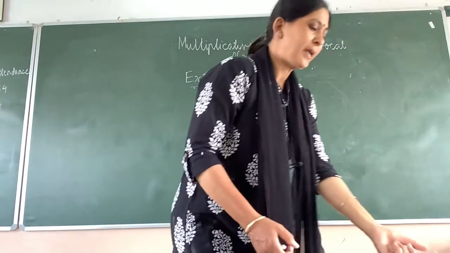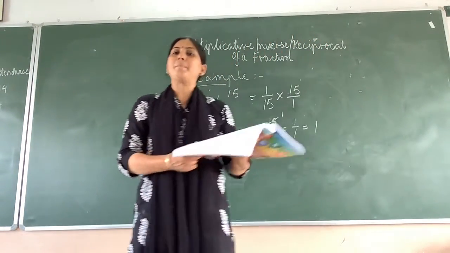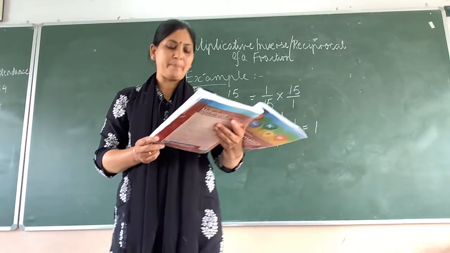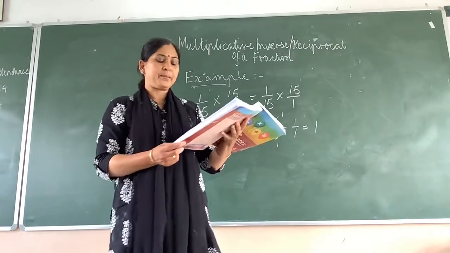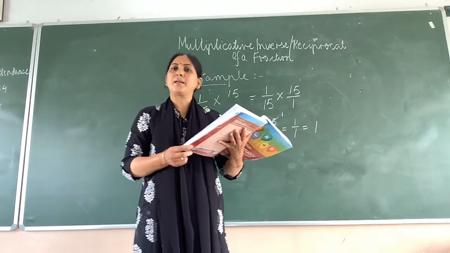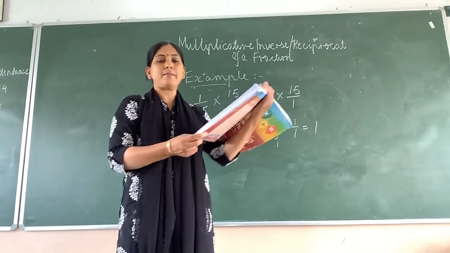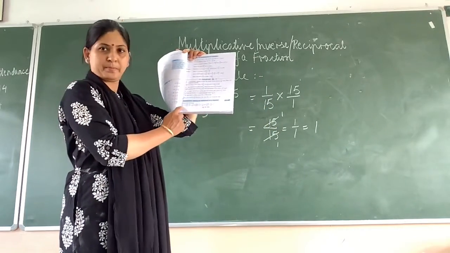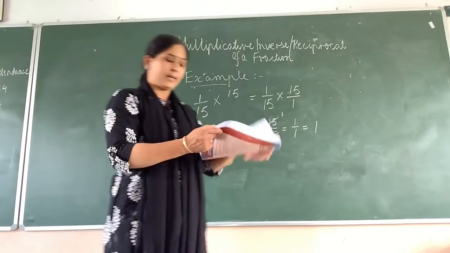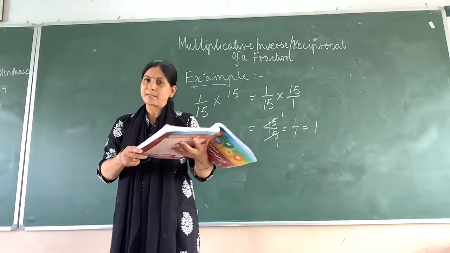Now everyone, open your book at page number 67. I want everyone to open their book at page number 67. Multiplicative inverse is explained there. The explanation starts from that page. See the lower portion. Underline multiplicative inverse or reciprocal of a fraction. Underline this. Now see, there are a few examples given there.